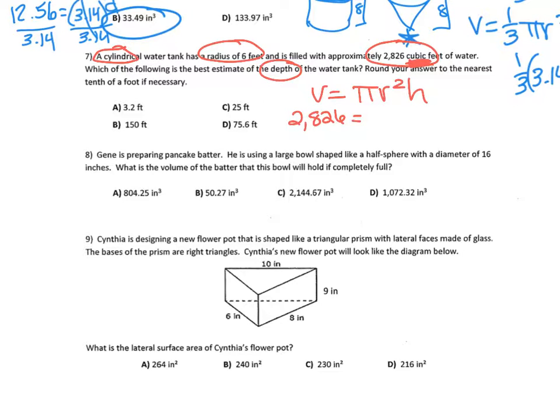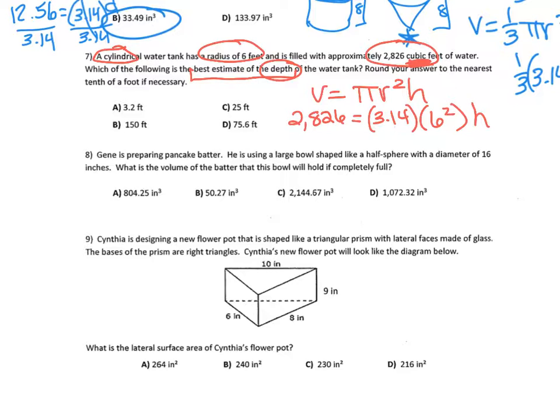What else do we know? We know what pi is, 3.14. We know the radius is 6. And it said, what is the best estimate of the depth? Height's the only thing we don't know. So that's our depth. How tall it is. How deep is that cylindrical water tank?